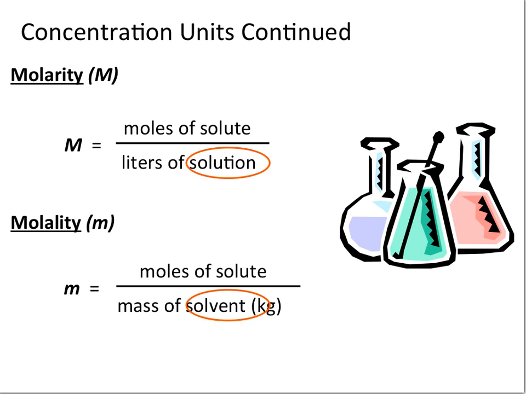So molarity is calculated by looking at moles of solute and dividing by the liters of solution, so the total volume of the solution. Molality, on the other hand, we still use moles of solute, but we divide by the mass of the solvent only, and that needs to be in kilograms. So we're not dealing with solution as our denominator when we're calculating molality. We are looking at just the mass of the solvent in kilograms. So make sure you're paying attention to those details when you're doing your calculations and considering solvent and solute differences.